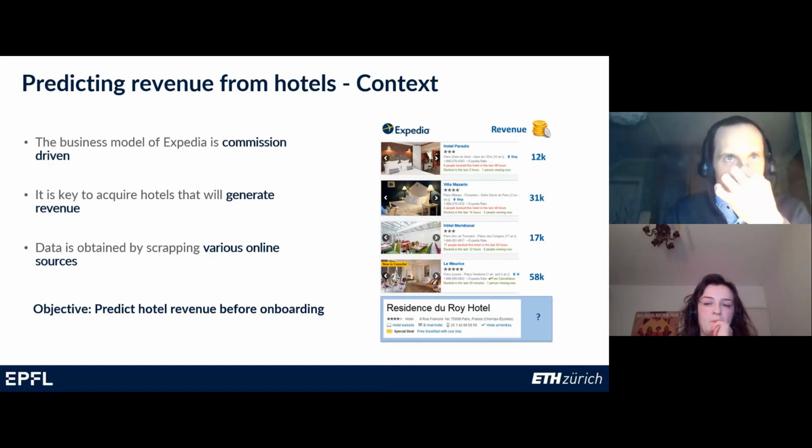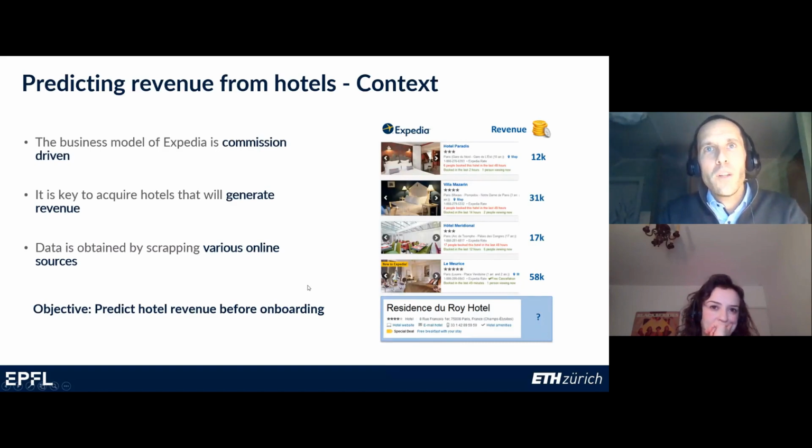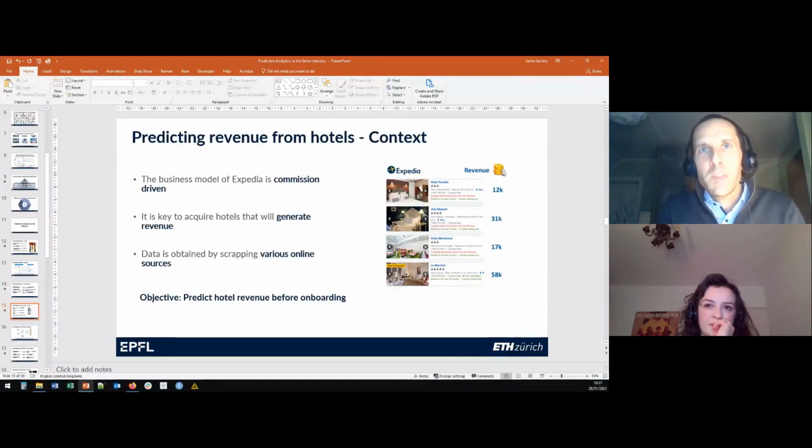And here maybe I can just pause a little bit because I'm curious to know what you think are kinds of data that Expedia can use to predict the revenue that the hotel will generate for them. So information about hotels or things related to hotels that Expedia can use.